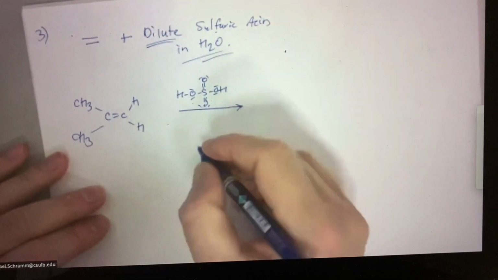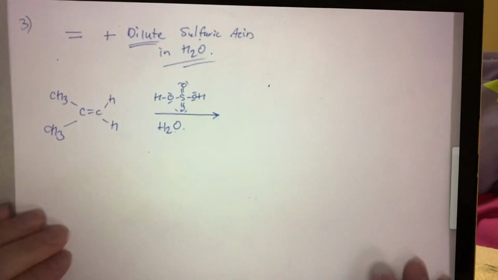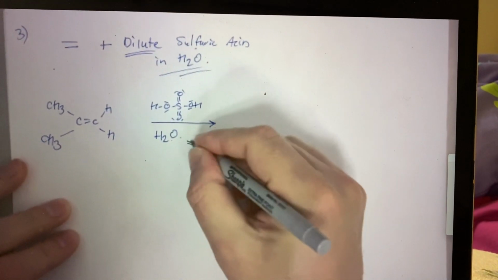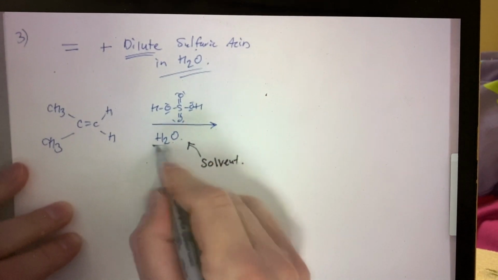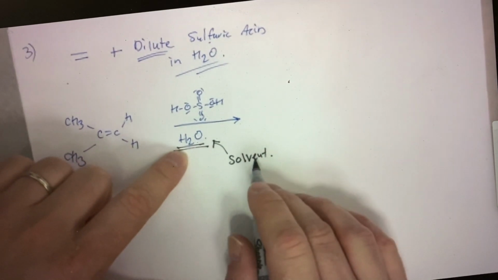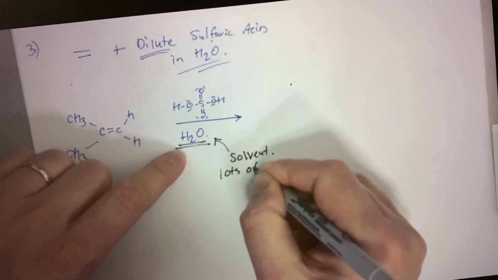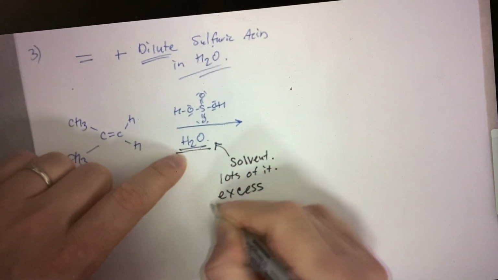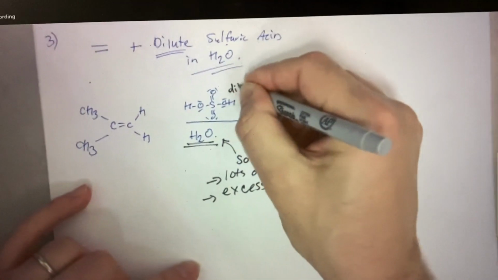We could write the word dilute, or if water is written underneath this arrow, this location underneath a reaction arrow is typically reserved for the solvent. A solvent, you'll recall from general chemistry, is something used to dissolve something, and usually you use lots of it. Another way to think of it is that there is a great excess, a huge amount, and that leads to the conclusion that this is dilute.